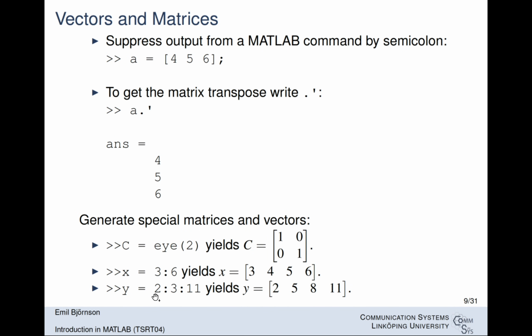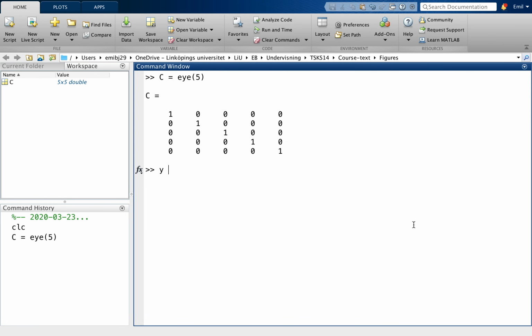In this case, 2 will be the first number. Then we add 3 to it and get 5. Then we add another 3 and get 8, another 3 and get 11. So we can type that. 2, 3, 11. Then y becomes equal to 2, 5, 8, 11.